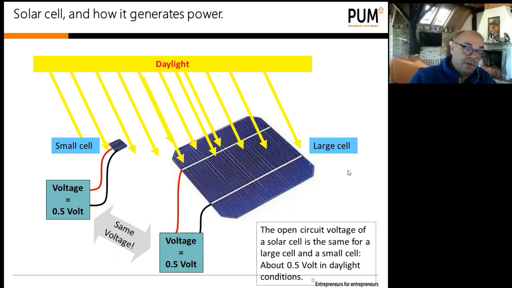Also, what's important to know is that there's basically no difference in voltage between a small cell and a very large cell. They both have the same voltage. So if you have a small cell like this, it generates half a volt. And if you have a large cell like this, it also generates half a volt. So it's the same in the same daylight conditions.